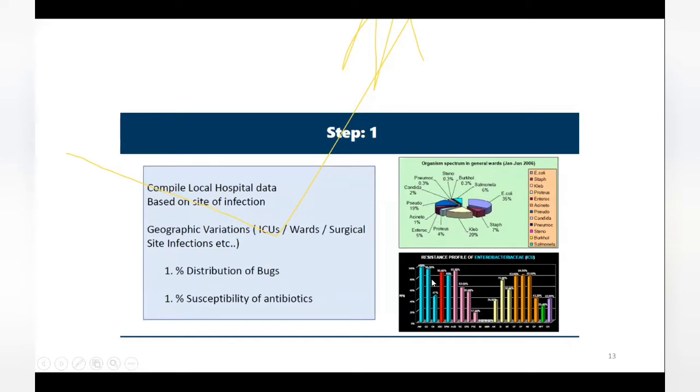Then we can have the resistance profile. So the sensitivity pattern of different antibiotics or antimicrobials against the different pathogens. Say we can have the sensitivity patterns of the Enterobacteria, and it can be different from different areas like wards or ICUs and others.